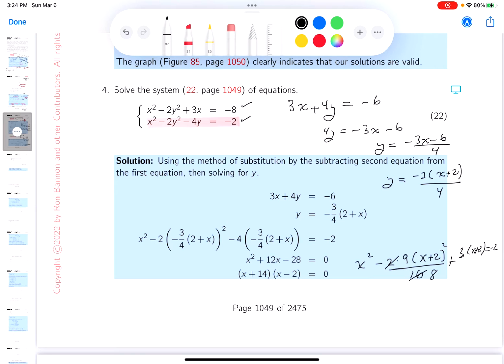And what do you get? You get 8x squared. Let's see, minus 9. I'm going to square that x plus 2 now. So that's x squared plus 4x plus 4. And again, we're multiplying by 8. So you're going to get 24 times x plus 2. And then what are you going to get? Minus 16, right?